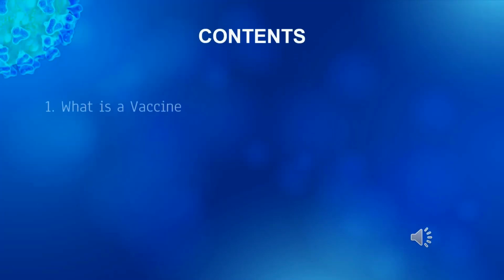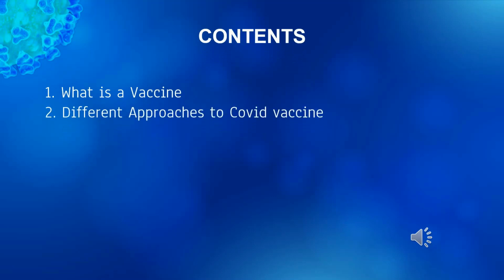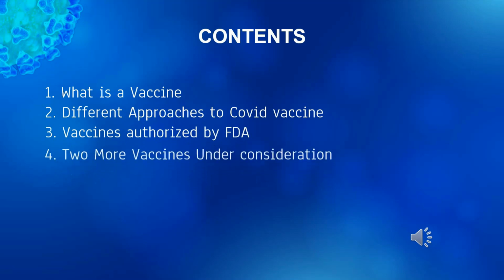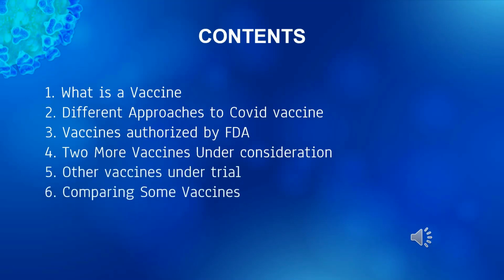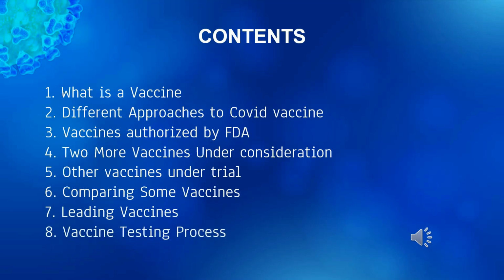The contents of this lecture are as follows. 1. What is a vaccine? 2. Different approaches to COVID vaccine. 3. Vaccines authorized by FDA. 4. 2 more vaccines under consideration. 5. Other vaccines under trial. 6. Comparing some vaccines. 7. Leading vaccines. 8. Vaccine testing process. Okay, let us go ahead.